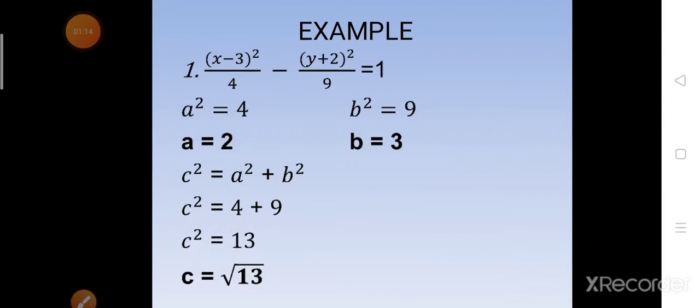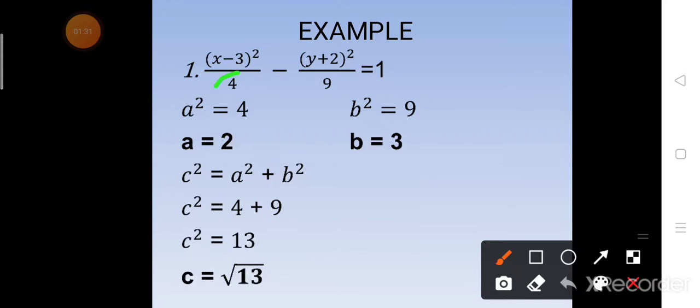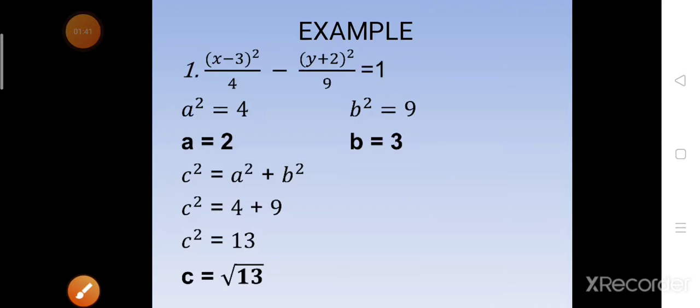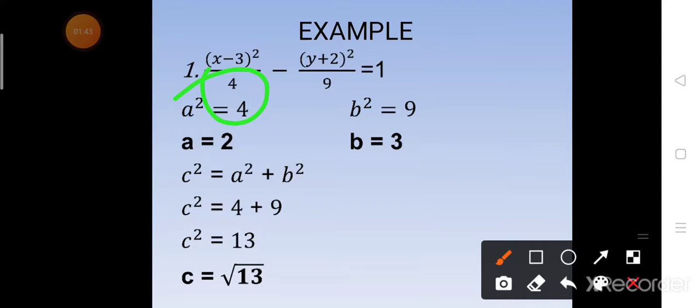Okay, let's proceed to the example. Example number 1 is the quantity of x minus 3 to the power of 2 over 4, minus the quantity of y plus 2 to the power of 2 over 9, is equal to 1. In a hyperbola, this part is the value of a squared, and this part is the value of b squared.